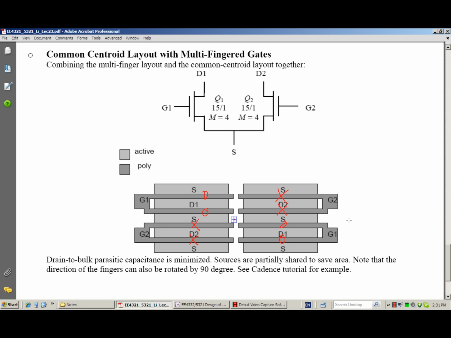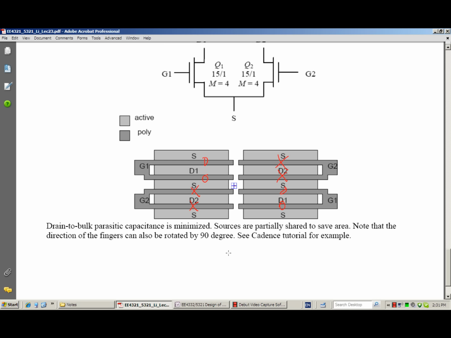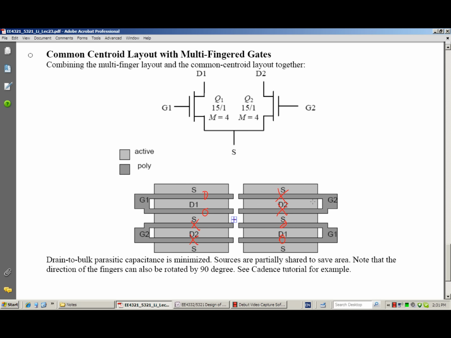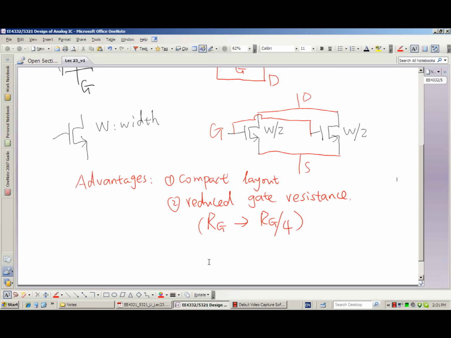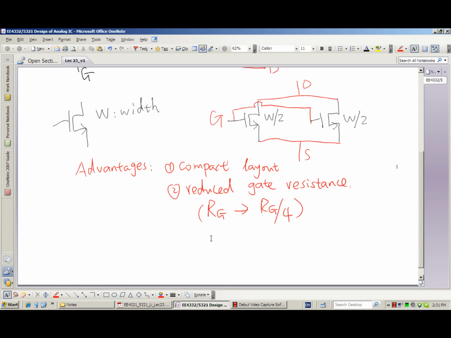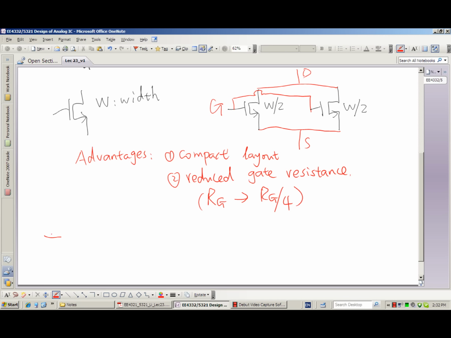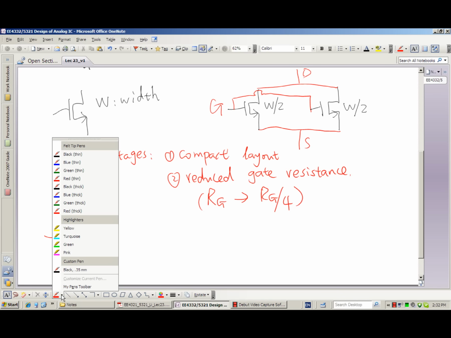So this is what we can practically do when we lay out a differential pair. Shown here is one option of the common centroid layout with multi-fingered gates, and we have another option where we rotate this part by 90 degrees and also rotate the other part by 90 degrees. So essentially, we can rotate everything by 90 degrees to get another layout. So let me show you on this whiteboard the multi-fingered common centroid layout.